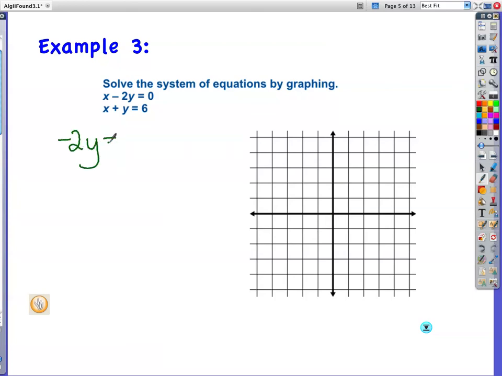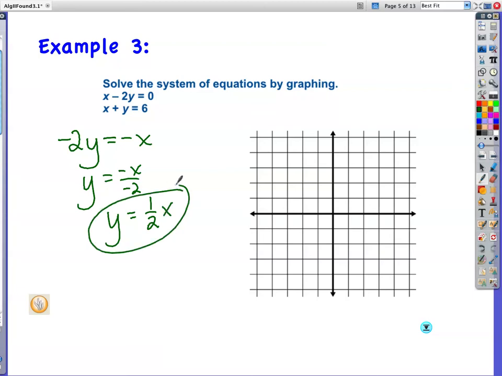So the first one, I'm going to solve for y. Subtracted x from both sides. Divide everything by -2. So I have negative x over -2, but we don't write it like that. We write positive 1/2 x. Okay, that's my green one.